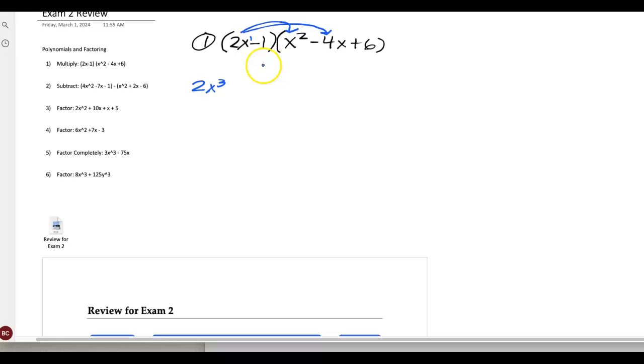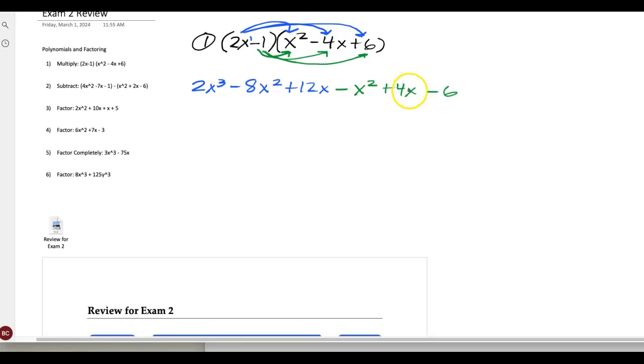All right, then let's continue this. If we distribute that through to the next term, then 2x times negative 4x is negative 8x squared. And then 2x times 6 is positive 12x. Now we need to take that negative 1 and distribute it through to everybody. So negative 1 times x squared is negative x squared. Negative 1 times this is positive 4x, and then negative 1 times this last term is negative 6.